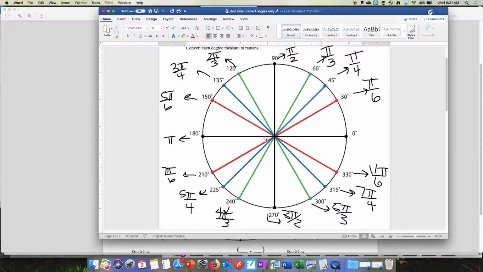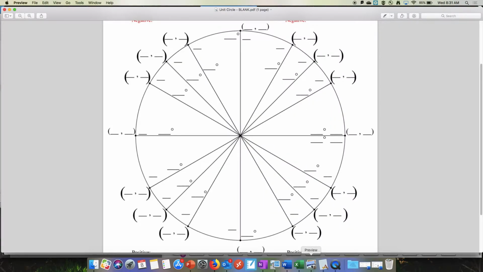Going to develop what is called the unit circle. Okay, so this is what's sitting in front of you. Why do we call it a unit circle? What number do you think of when you hear the word unit? 1. Okay, this is a unit circle because the radius is 1.